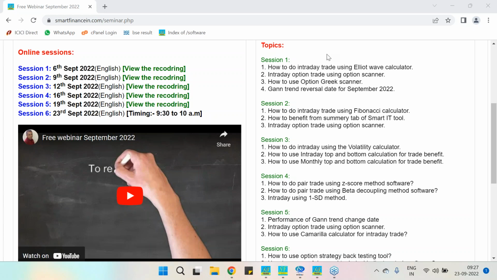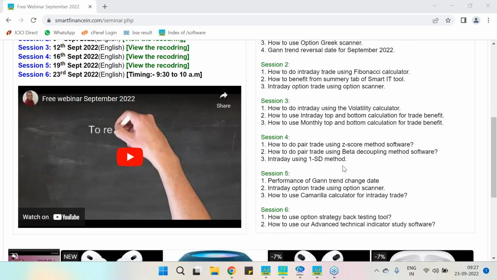In the third session, I took the volatility calculator and how to use the volatility interface of our software. Along with that, I also explained the option scanner, how to utilize it, and we also saw the intraday top and bottom as well as the monthly top and bottom.